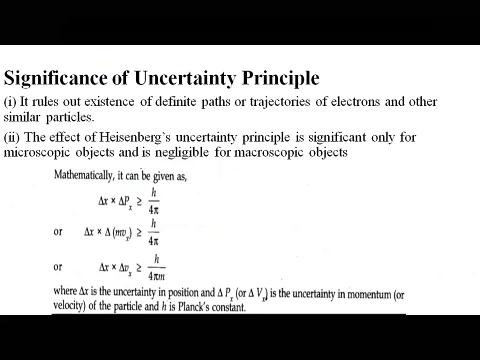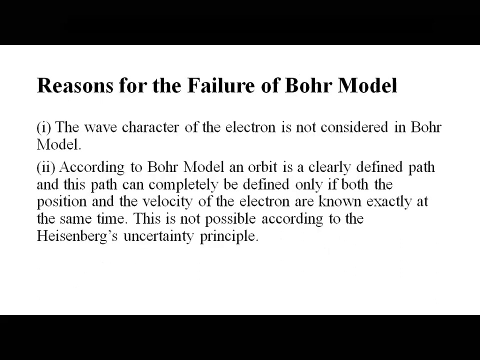That is the significance. The effect of Heisenberg's uncertainty principle is significant only for microscopic objects and doesn't work well with macroscopic objects, same as de Broglie's wavelength expression. The mathematical expression is being shown here, where delta x is uncertainty in position, delta p is uncertainty in momentum. If it is delta v, it is uncertainty in velocity, h is Planck's constant, and m is mass of the particle.